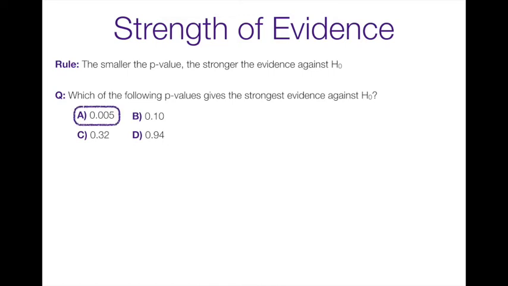So, right, the answer is 0.005. And why? Well, because of our rule. The lower the p-value, the stronger the evidence, and that one is the lowest out of our 4 choices.